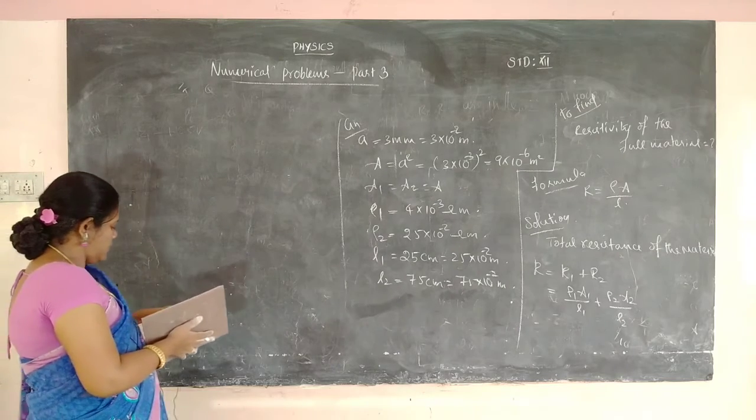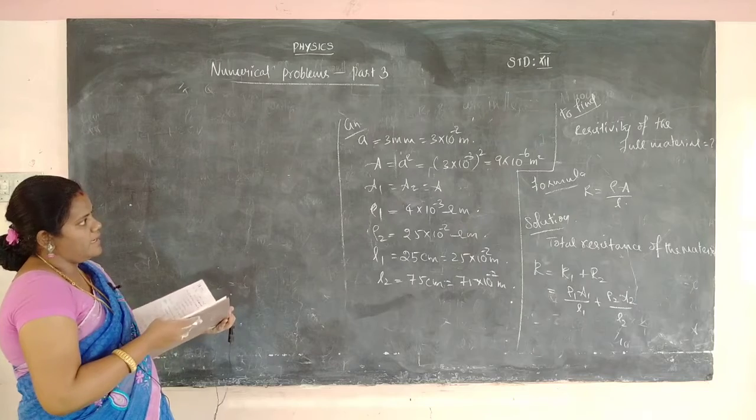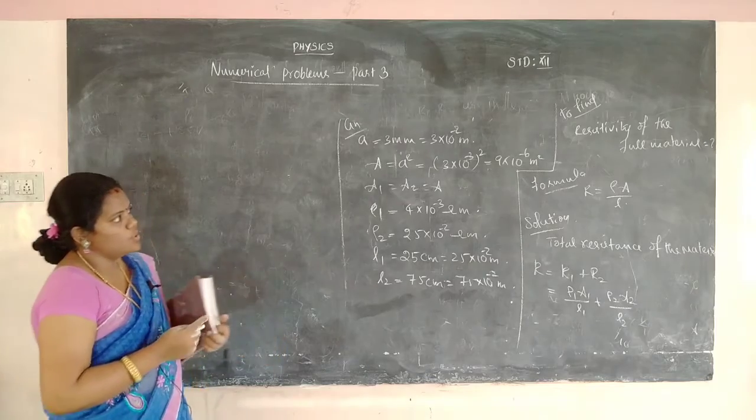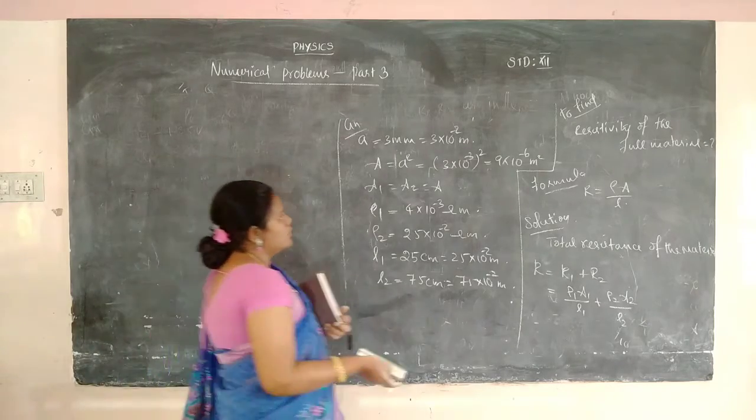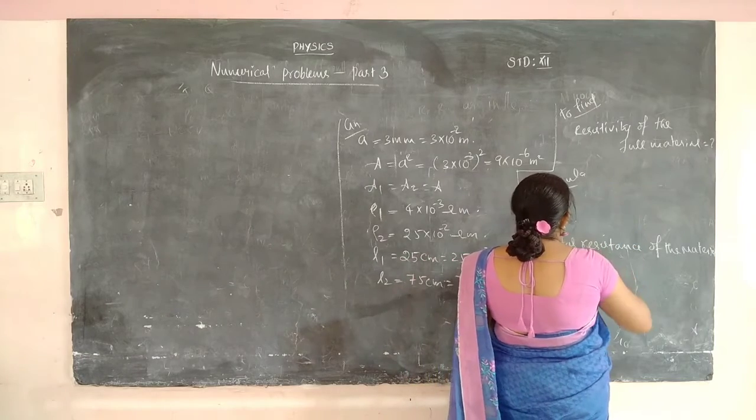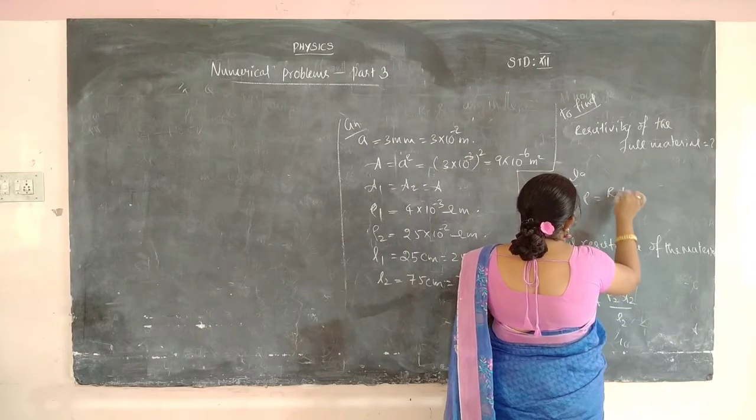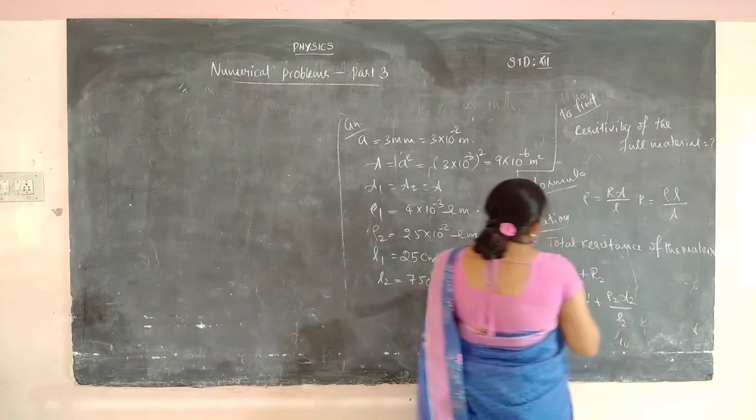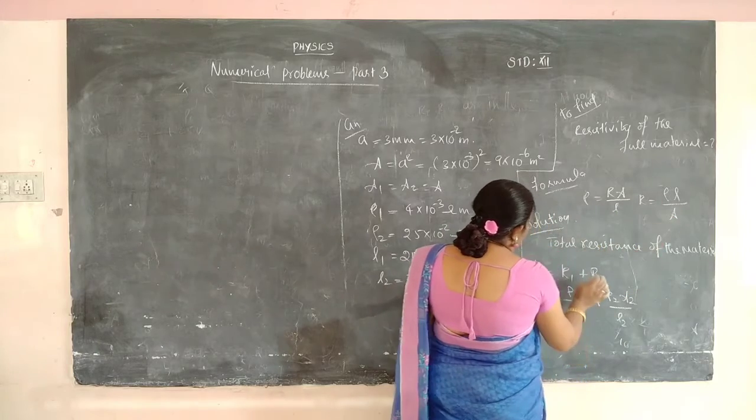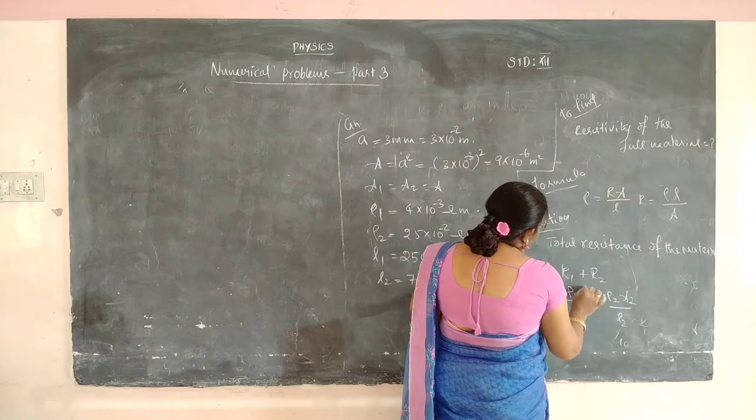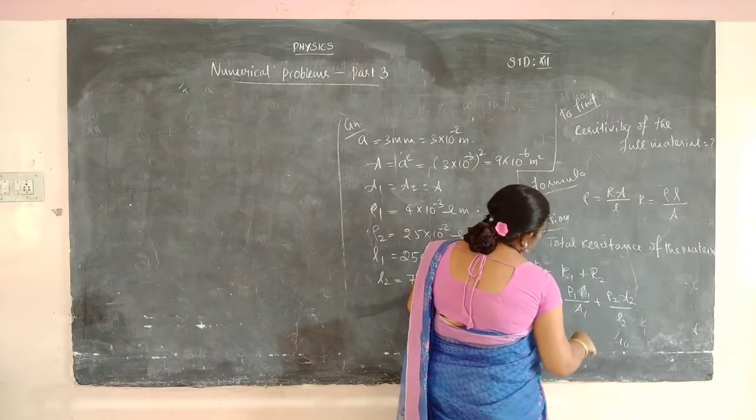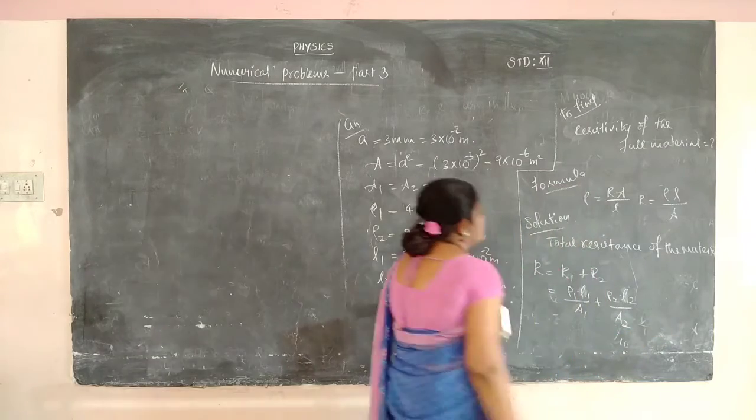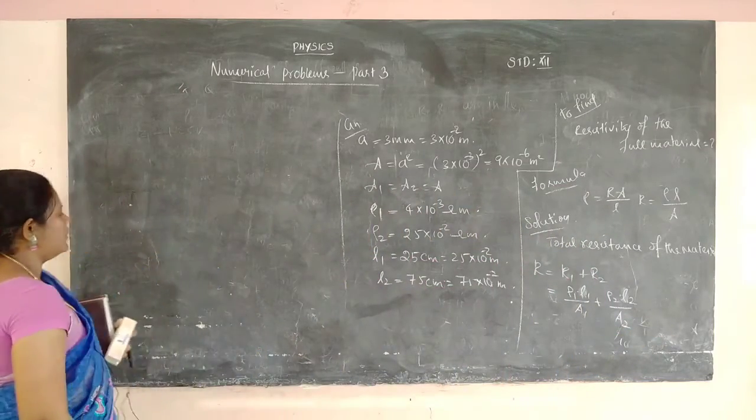Resistivity rho is equal to RA by L. So we want R: R is equal to rho L by A. So the formula is rho L1 by A1, plus rho L2 by A2. Substitute the rho value, the L1 value and the A1 value.